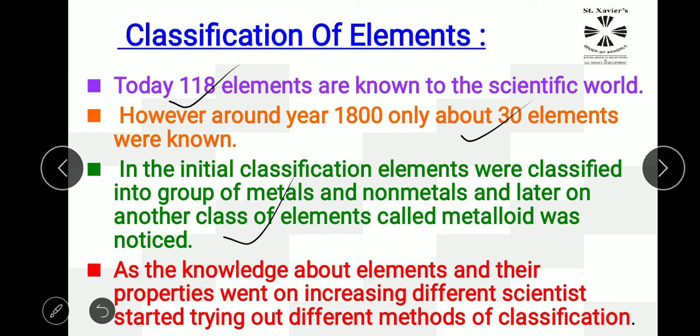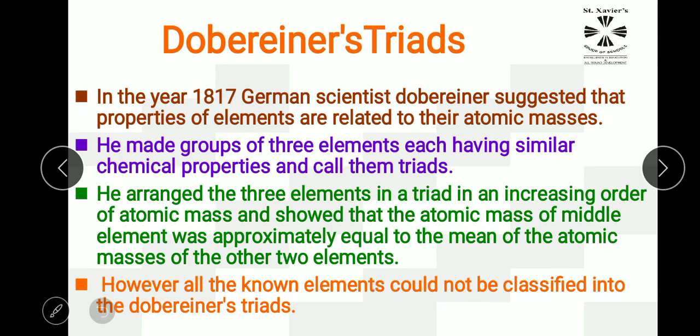As the knowledge about elements and their properties went on increasing, different scientists started trying different methods of classification, students. So they started to search, to develop, and to work on different types of classification. The first attempt at classification was made by Dobereiner. The name of the scientist is Dobereiner. He was the first who tried to classify the elements.